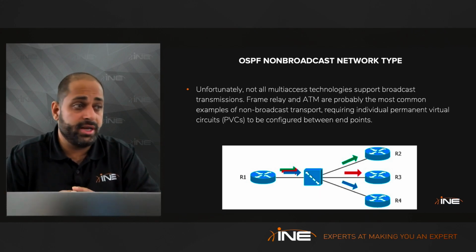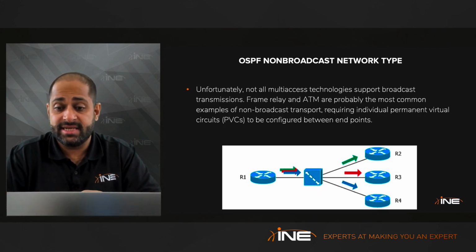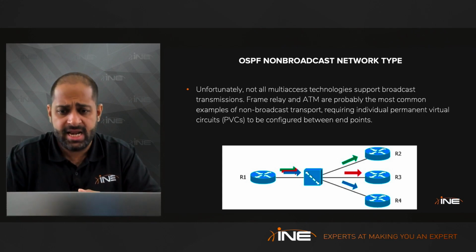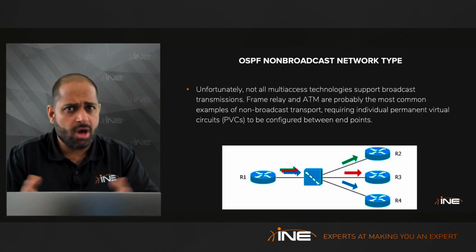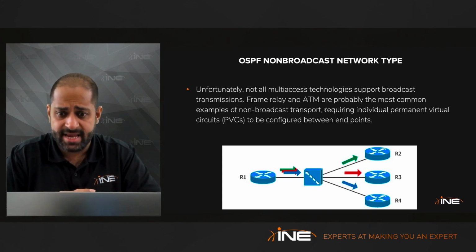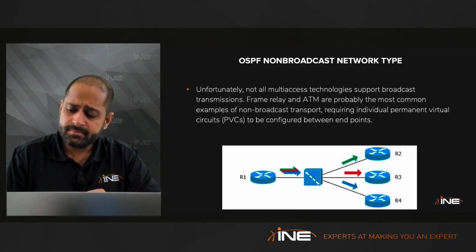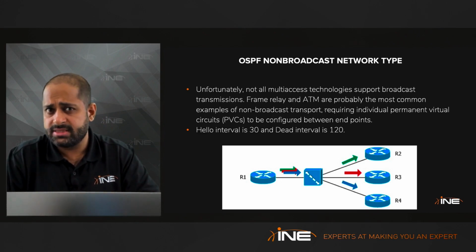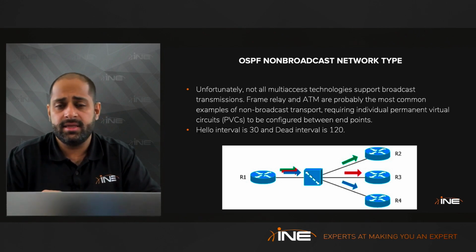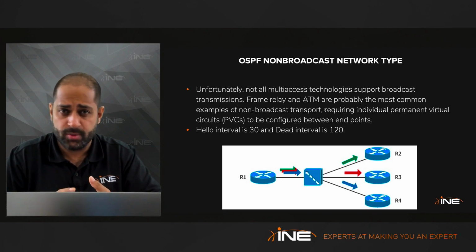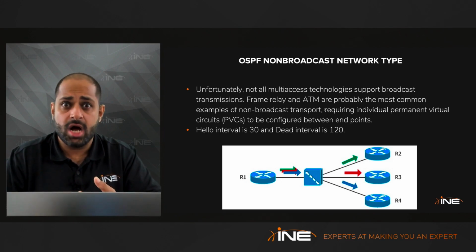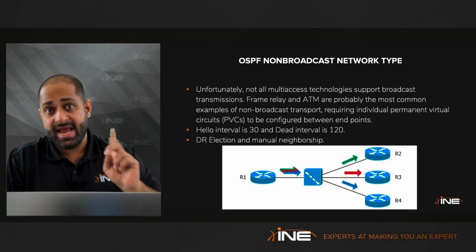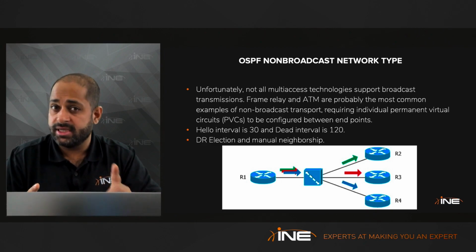Unfortunately, not all multi-access technologies support broadcast transmissions. For example, frame relay and ATM are probably the most common examples of non-broadcast segments. Here, the hello and dead is different from point to point and broadcast. The hello is 30 and the dead interval is 120. Neighborship is not automatic and DR election happens. So you must again ensure that your hub becomes the DR.